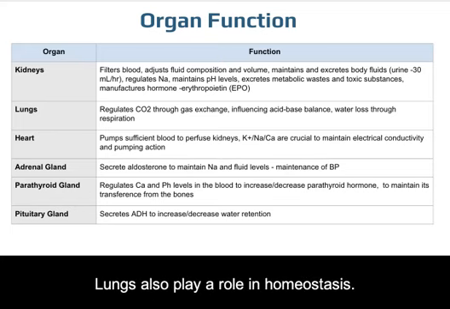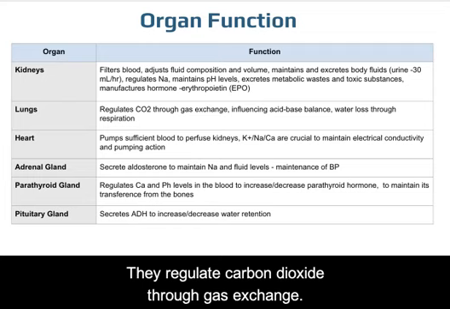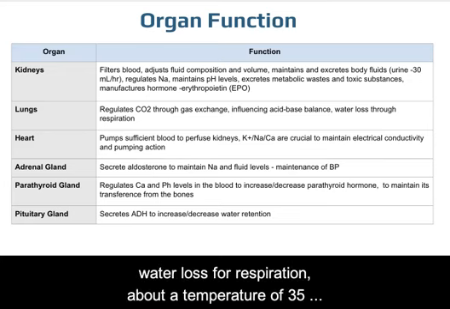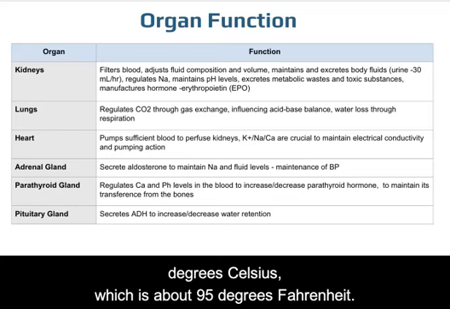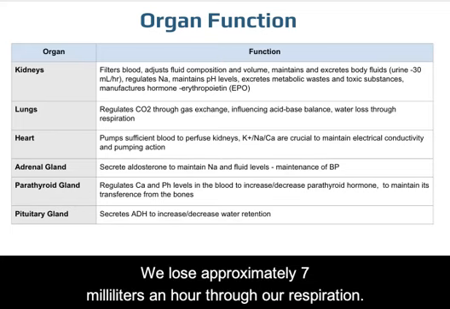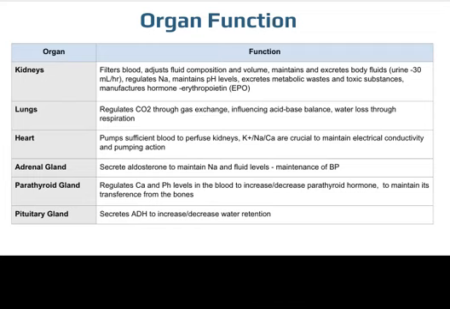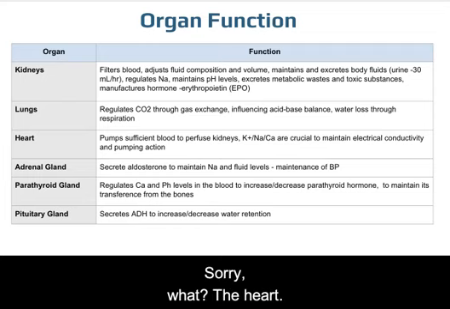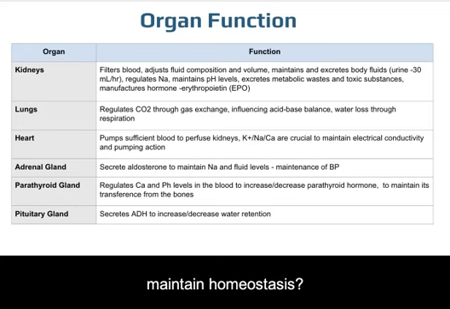Lungs also play a role in homeostasis. They regulate carbon dioxide through gas exchange. They influence acid-base balance and water loss through respiration. At a temperature of 35 degrees Celsius, which is about 95 degrees Fahrenheit, we lose approximately 7 milliliters an hour through our respiration, right? But temperature changes can affect this.